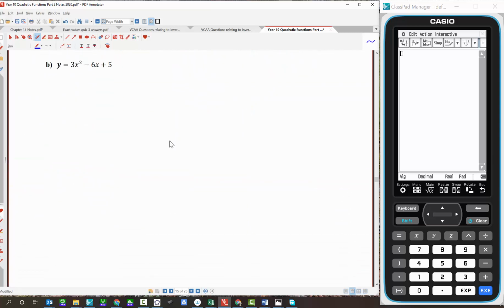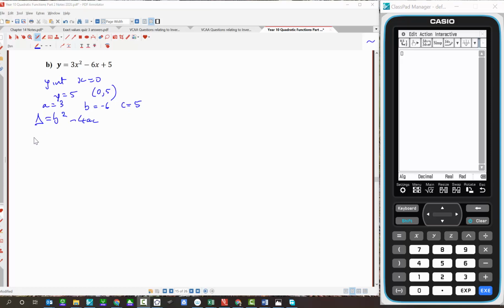Okay, let's go another sketch. Same process this time. For the y-intercept, x is equal to 0. So y is equal to 5, and 0, 5 is our y-intercept. What about our x-intercepts? The discriminant is b squared take 4ac, where our a value is 3, our b value is negative 6, and our c value is 5.